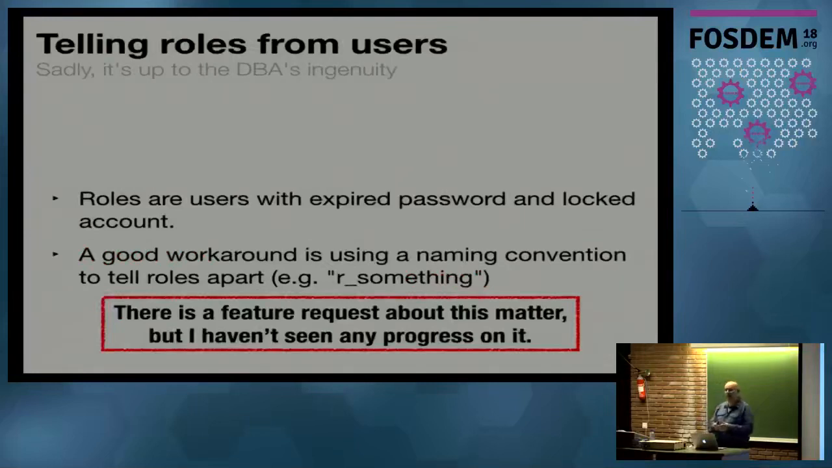So, finding roles among users. As an administrator, I would like to know, can I list just the roles, but there is no feature for that. So the thing that you should do is to adopt a naming convention. For example, start the roles with R underscore something, and only the roles will start that way. I know that there is a feature request for this, but I'm not holding my breath about that.